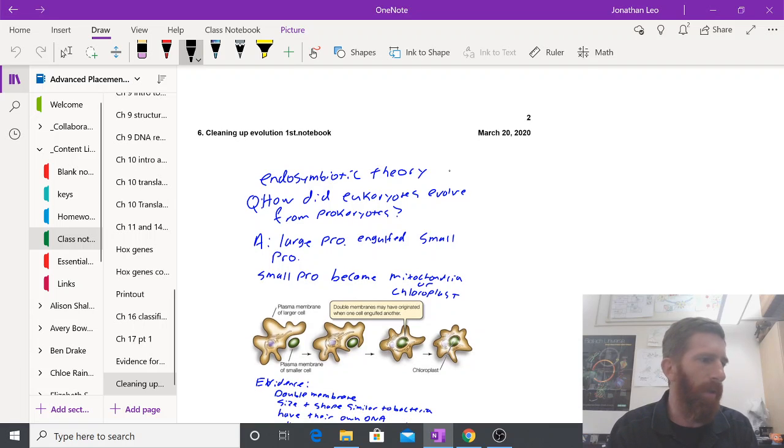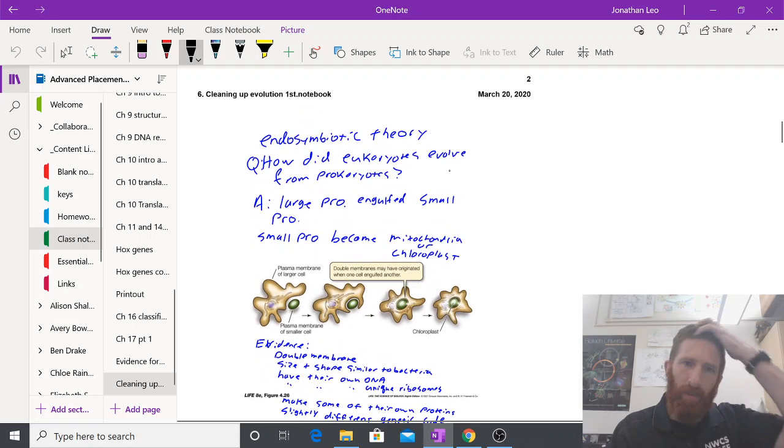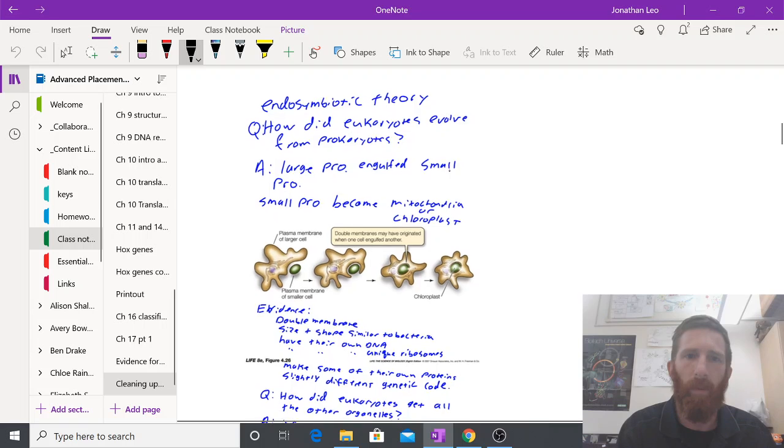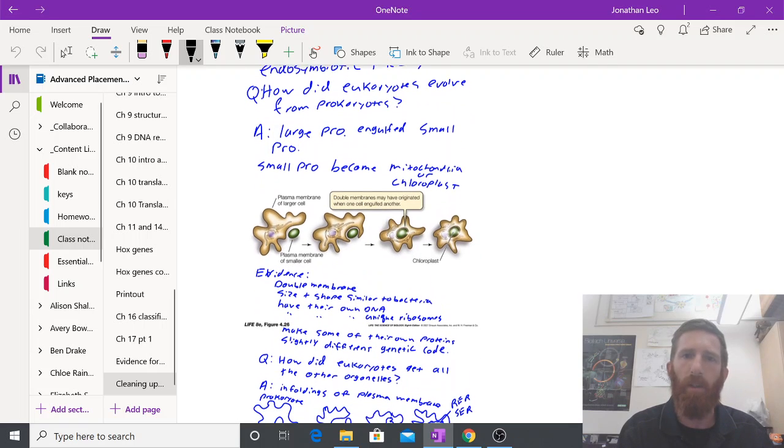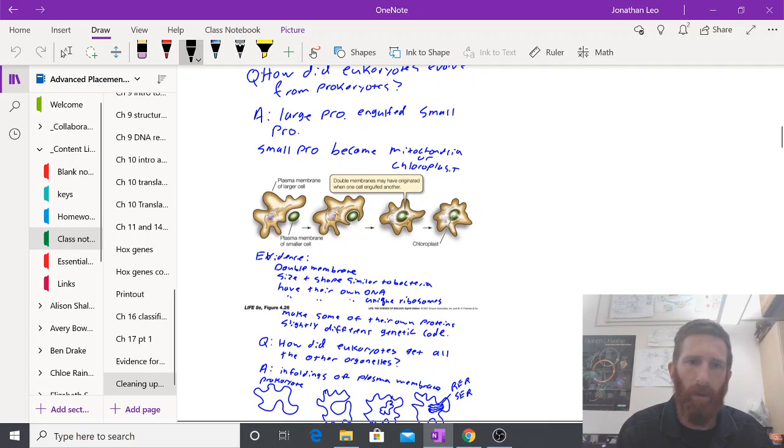Endosymbiotic theory, we already talked about this a little bit. So how did we get eukaryotes from prokaryotes? A large prokaryote engulfed a small prokaryote. So here we have our large prokaryote. Here we have our small prokaryote. The small prokaryote became mitochondria or chloroplast.